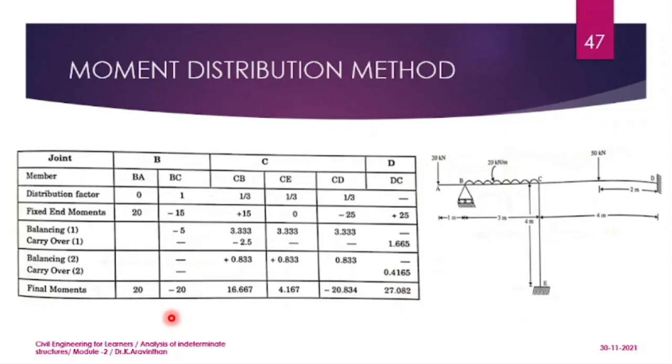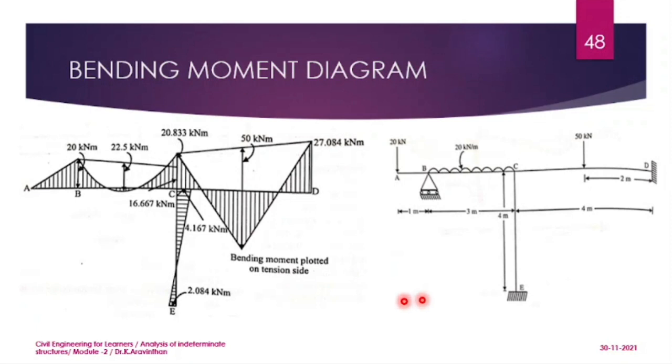So you can add a column here if required for better understanding. Add a column here. See, the moment at CE will be going to EC. Half of the 3.33 will go to EC. So it will be 1.665 and half of CE will be what? 0.833 will be 0.4165. If you add that, you will be getting EC. So that is why it is written here.